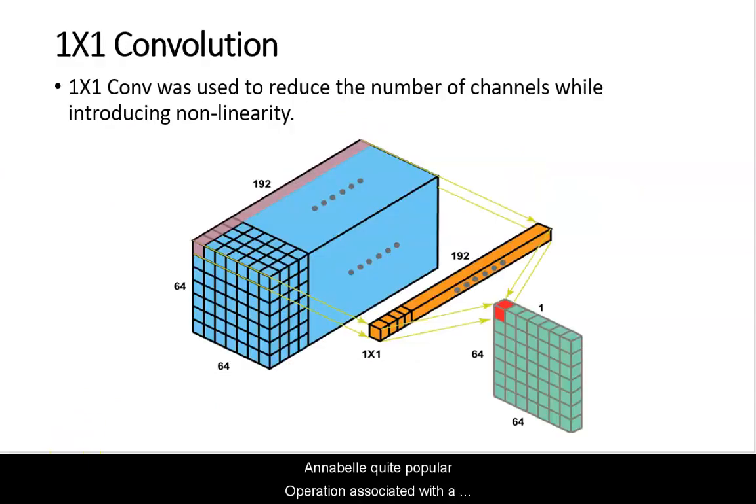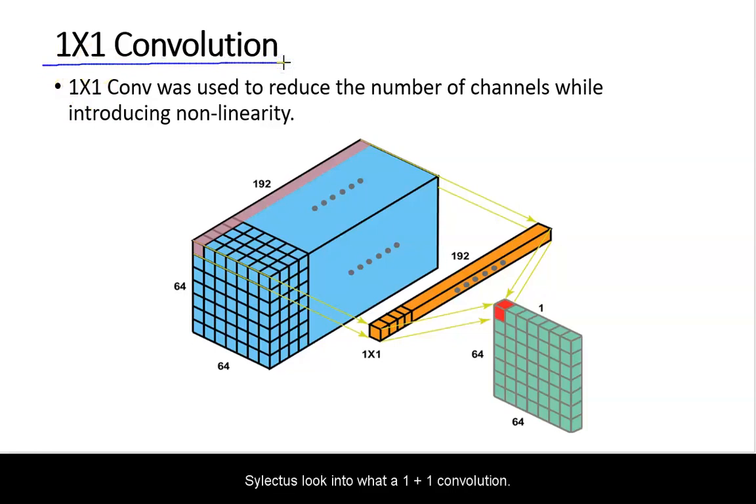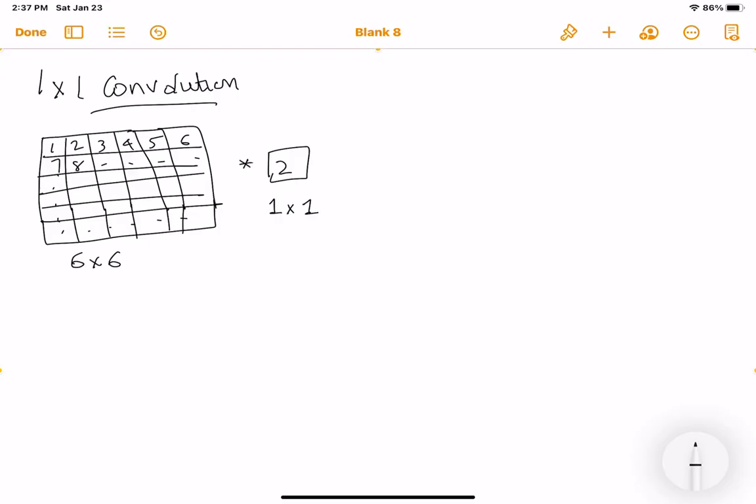Another quite popular operation associated with a convolutional neural network is what is called a 1x1 convolution. So let us look into what a 1 cross 1 convolution is and how it is different from a pooling operation. Now let us consider a 1 cross 1 convolution example.